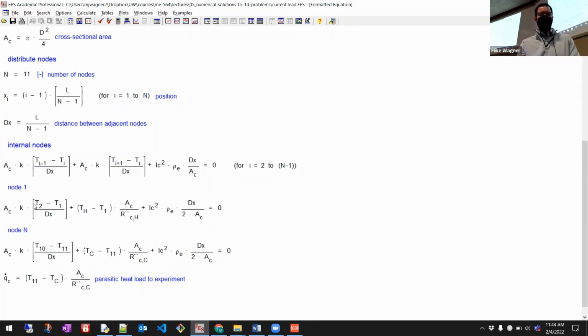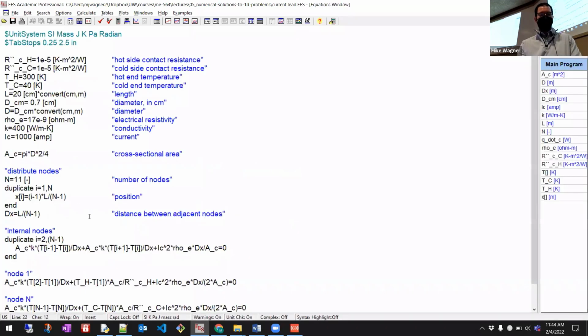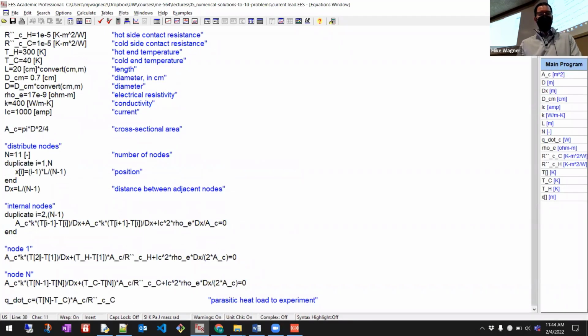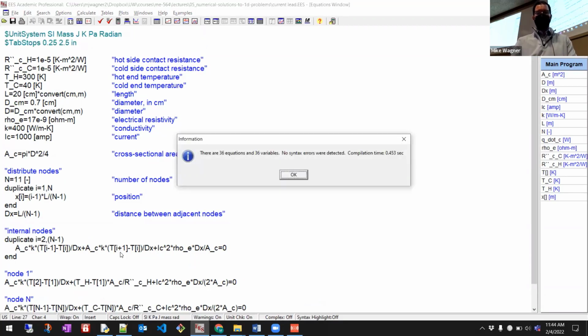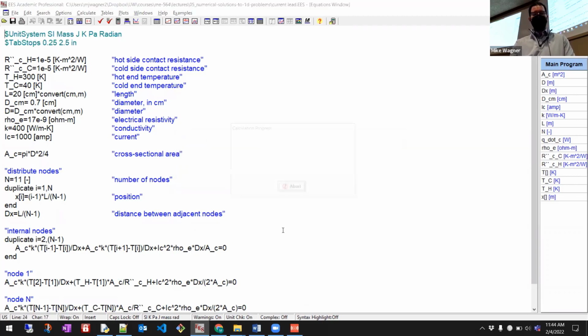For node 1 and for node n, you can see what we're doing here; we'll look at it in the code again. Here we are using T at the index we specify and entering equations for that. We end up with a system of n equations and n unknowns, and we should be able to solve it. If I check this with Control K, 36 equations, 36 variables. So I'll solve this.